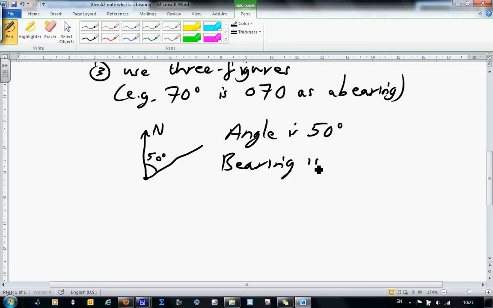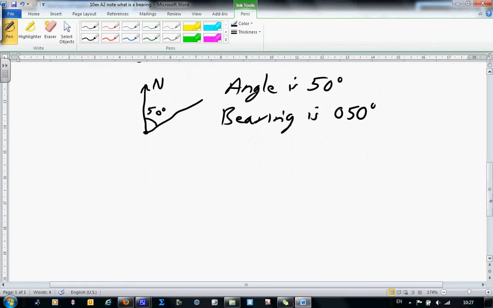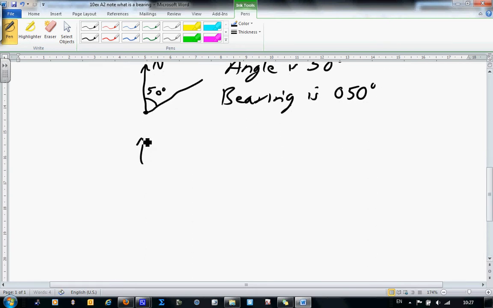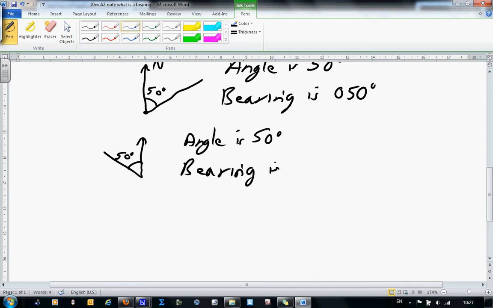So another one. If I put north here, and if I put 50 degrees this way, the angle is 50 degrees. The bearing is, now look, I'm starting from north, going clockwise, all the way around that way. So it's got to be 360, which is a full turn, take away 50. So the bearing is actually 310 degrees. The angle is still 50, the bearing is 310.